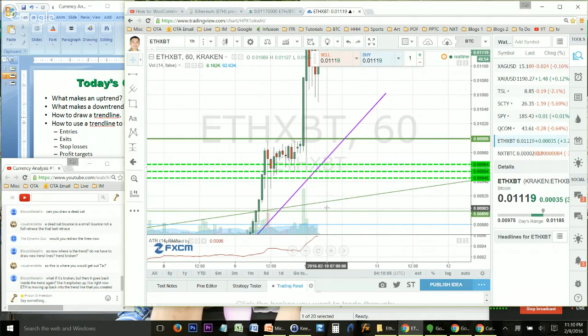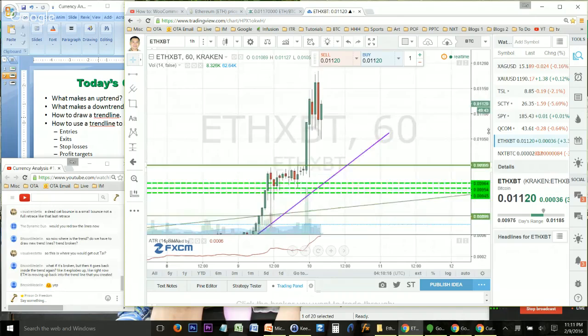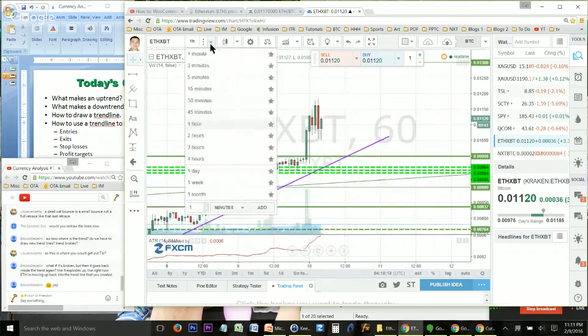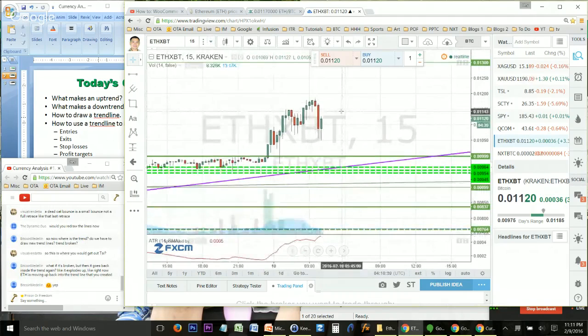What if it's broken, but then it goes back inside the trend again, like explodes up like right now? Ethereum is moving back up into the trend line that you created. Okay, so that's a good question, right? That's a good question because sometimes that will happen. So let's drop down to a 15-minute, right? That does happen.